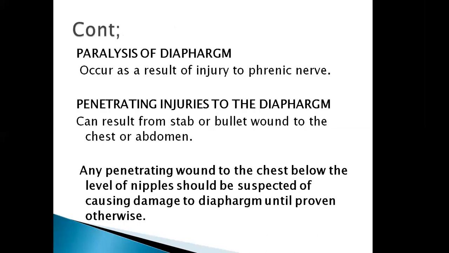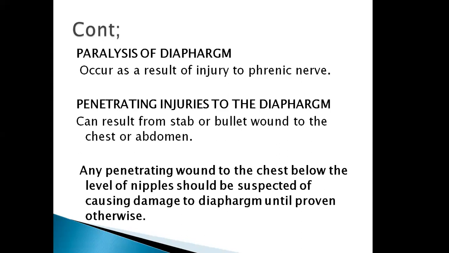Now the paralysis of the diaphragm. Paralysis occurs due to injury to the phrenic nerve, resulting in the cessation of the movements of the diaphragm. Now, penetrating injuries to the diaphragm. Penetrating injuries can result from stab wounds or bullets to the chest or the abdomen. They result in penetrating injuries to the diaphragm.